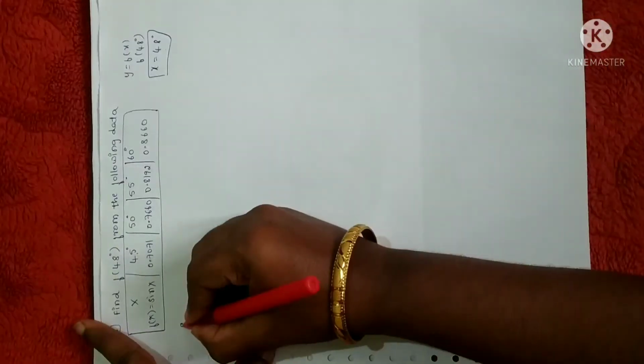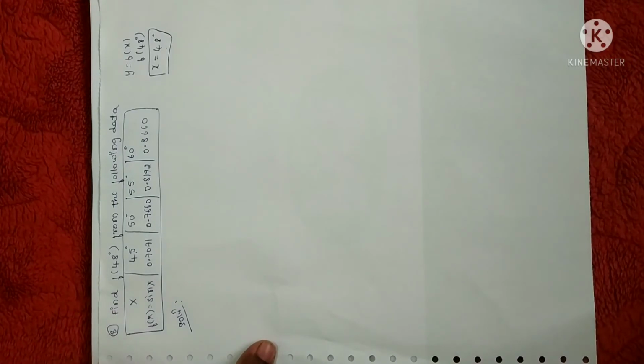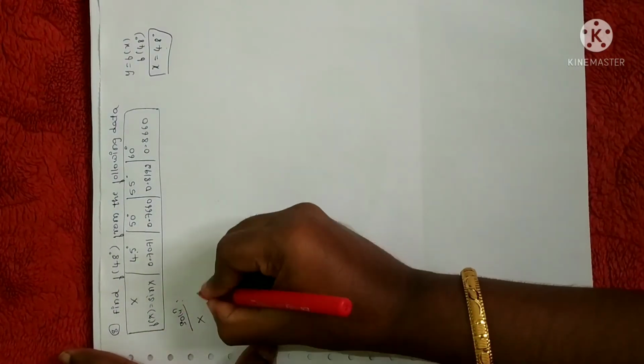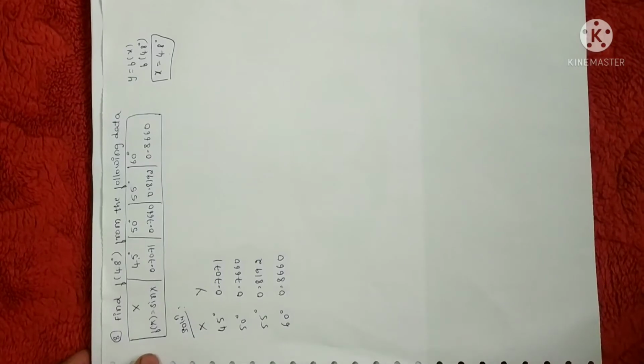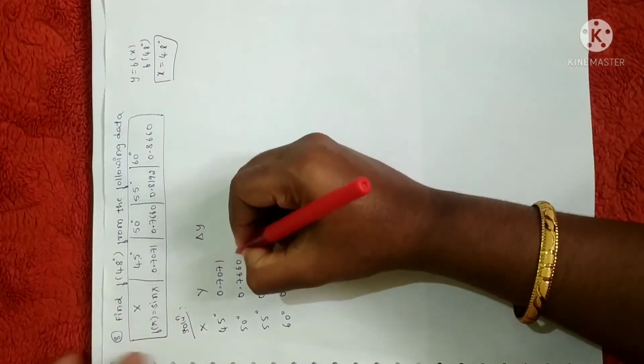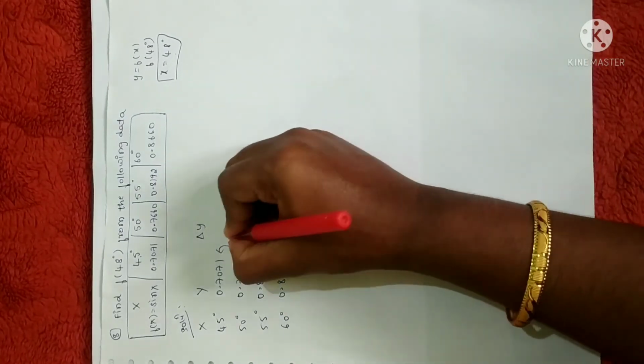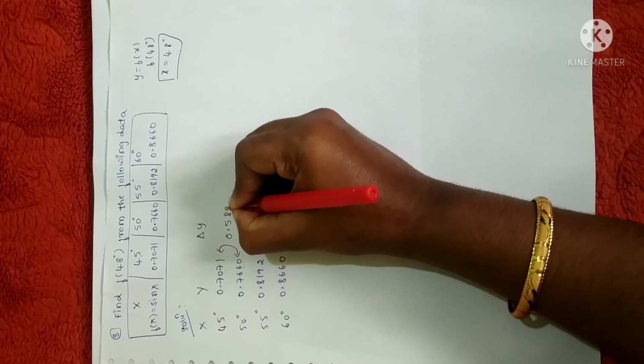For that, let me construct the forward difference table. Let me list x and y values. Y is none other than f of x values. So x and y values I have written here. Now first difference, that is delta y. As usual, do the subtraction. 0.7660 minus 0.7071, you will get 0.0589.